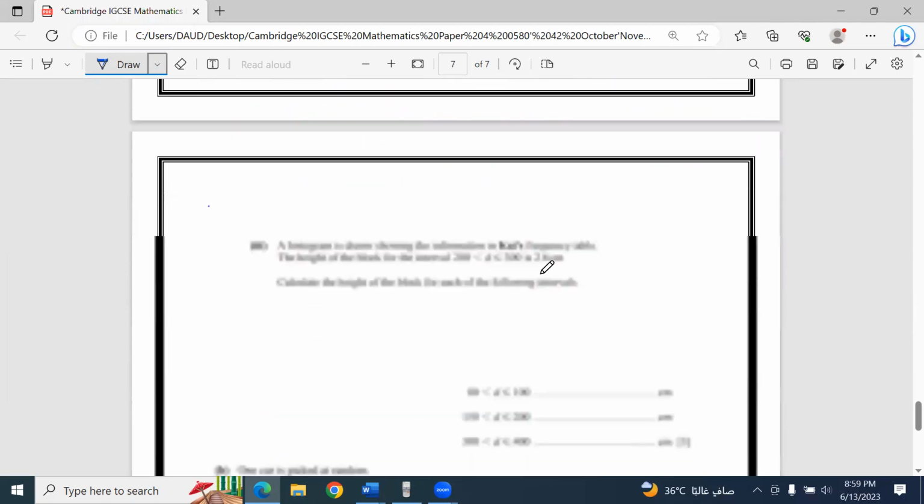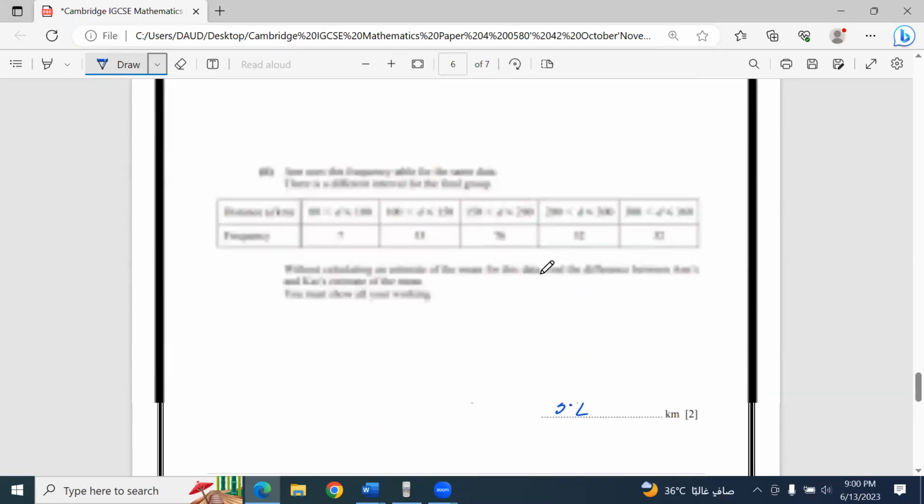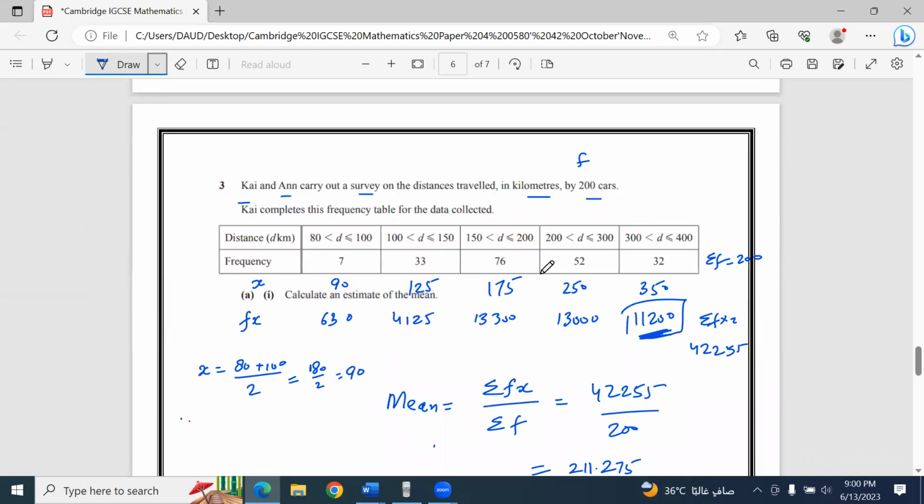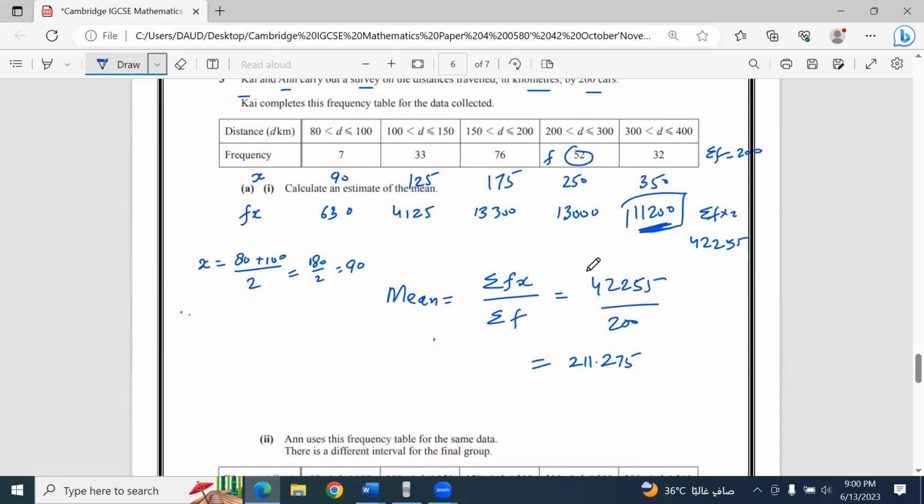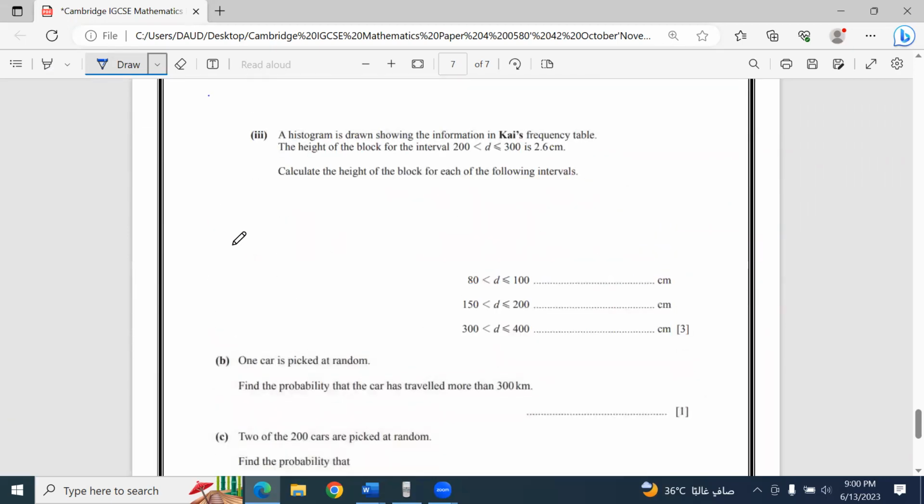Okay. Next, it says a histogram is drawn showing the information in Chi's frequency table. The height of the block for the interval 200 to 300 is 2.6. So remember that 200 to 300 is the frequency for Chi's table. So it is 52. Frequency is 52. That will help us also. So I will draw a structure a little bit so that we can manage this question easily. For example, this is one bar.